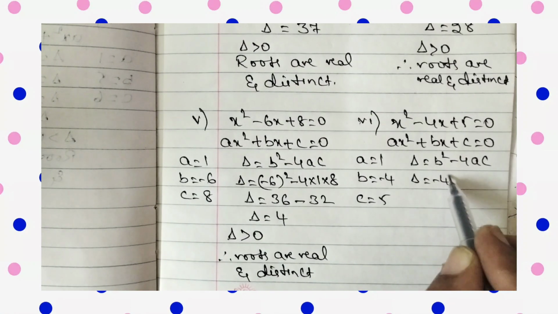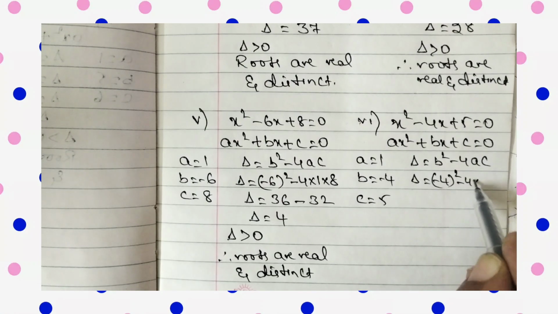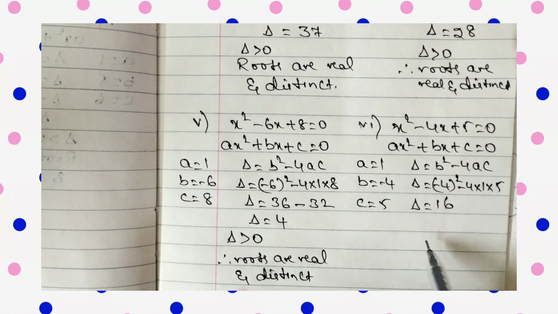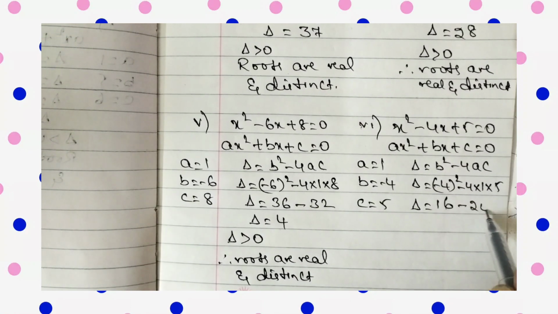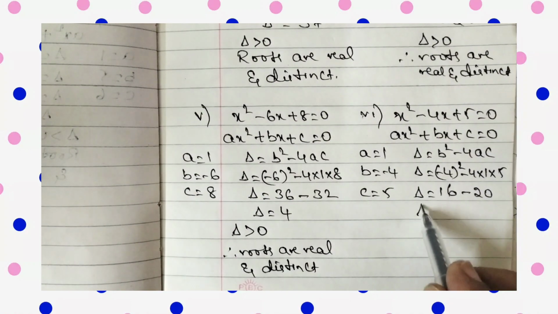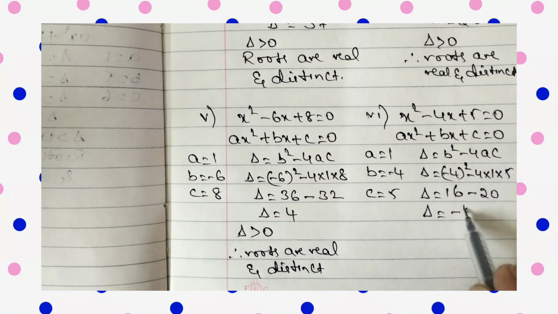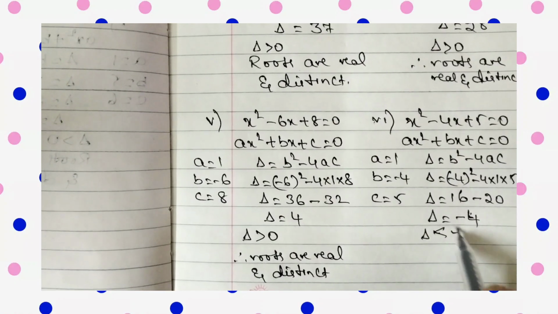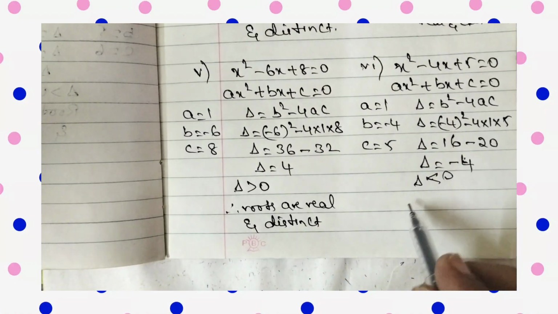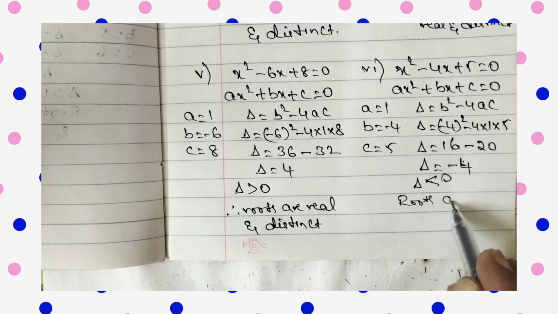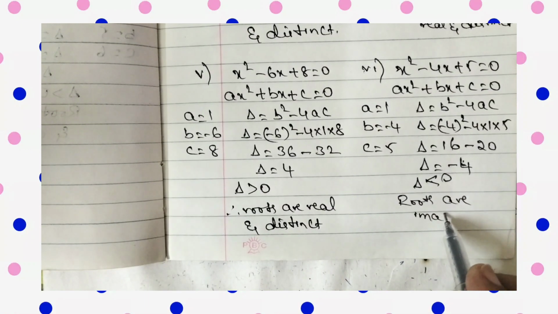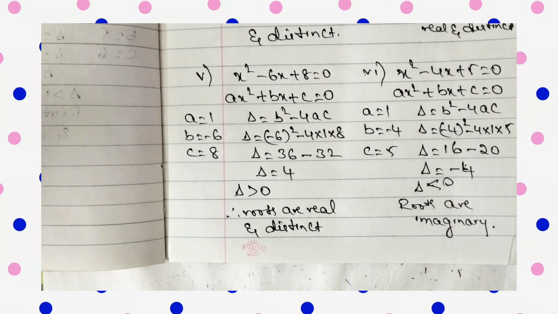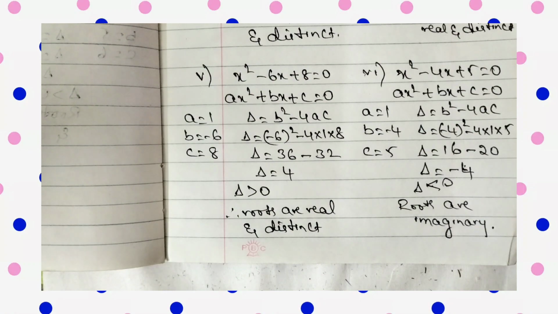So delta is equal to minus 4 whole square minus 4 into a is 1, c is 5. Minus 4 whole square is 16, minus 5 fours are 20. So delta is equal to 16 minus 20, which is minus 4. So here minus 4 means delta is lesser than 0. If delta is lesser than 0, then the nature of the roots are imaginary. Like this we have to solve question number 6.